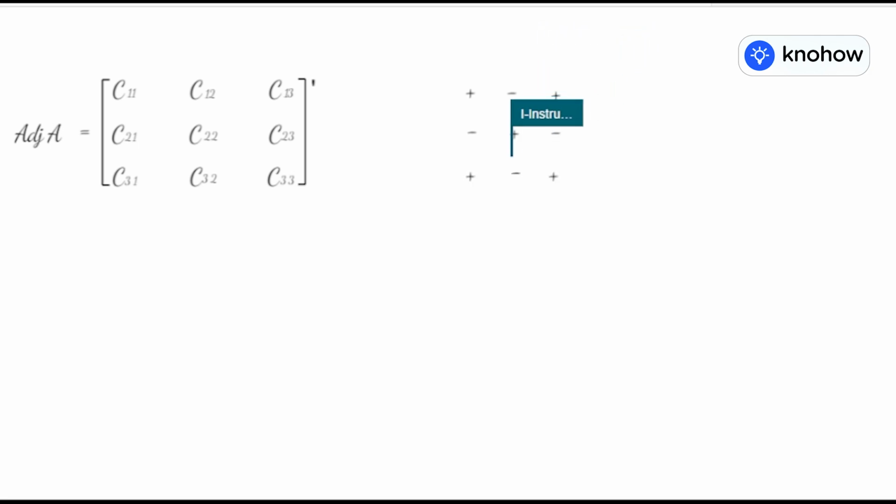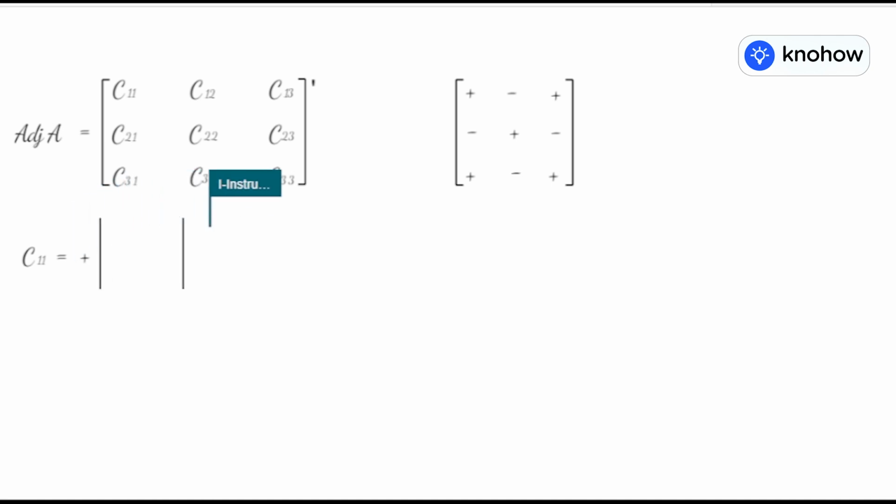So let us work out some of them. See, C11. What is C11? It will be plus times the determinant obtained by deleting the row and column through 2, and you will get minus 1, 0, 2, 1. So when you work out, you get minus 1 into 1, minus 1 into minus 0, so it is only minus 1.